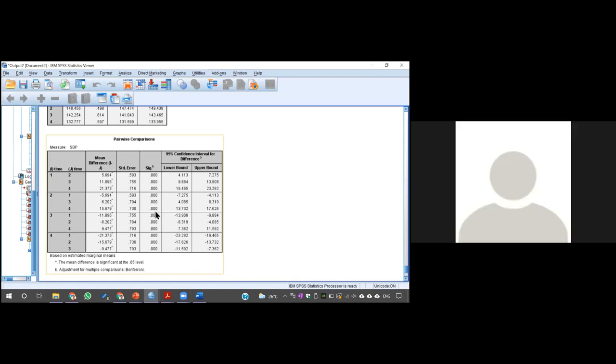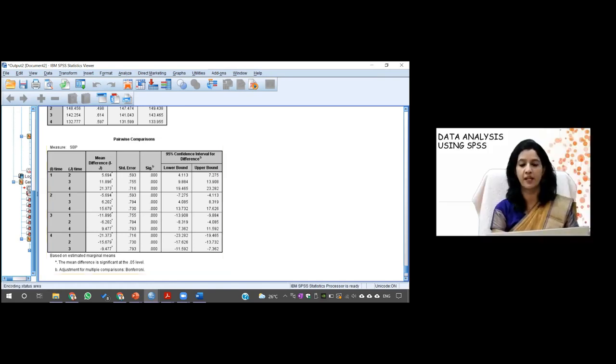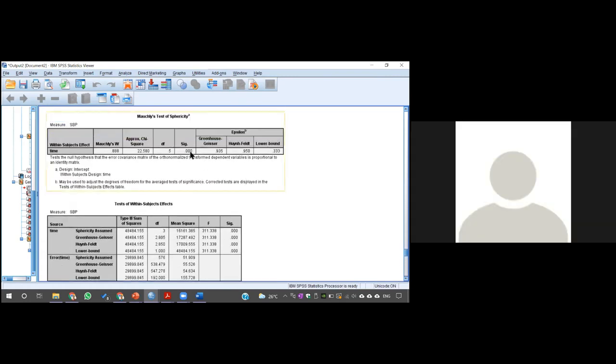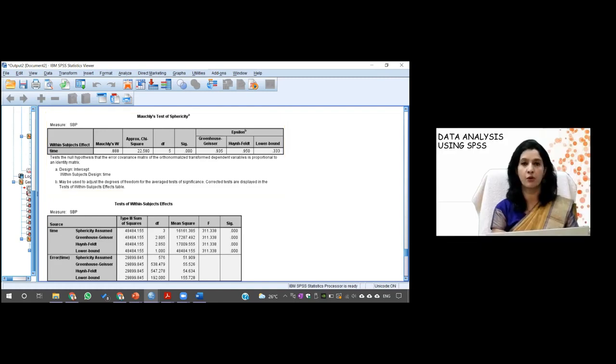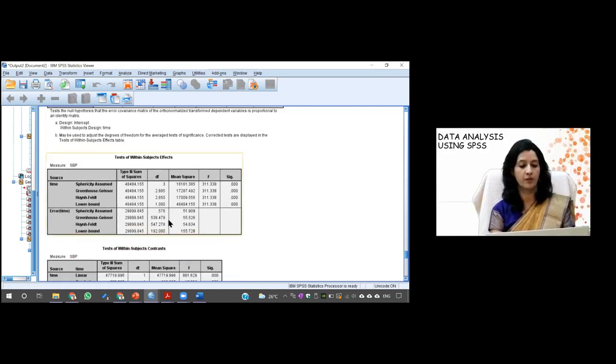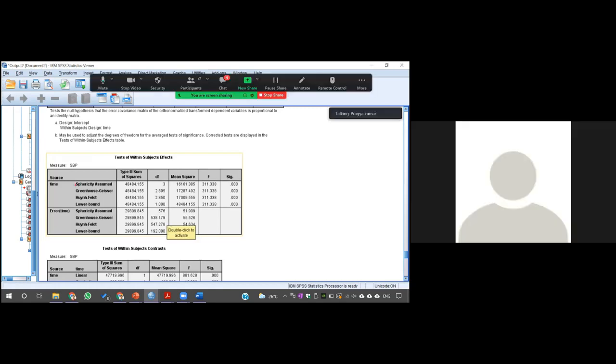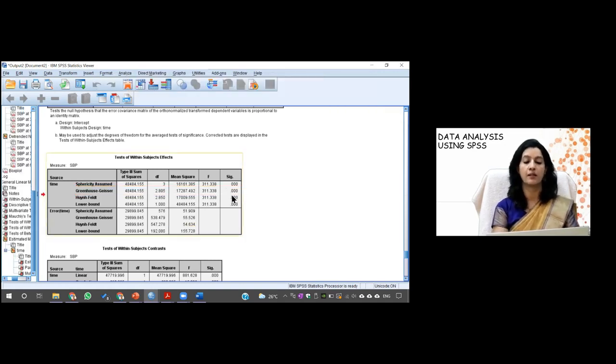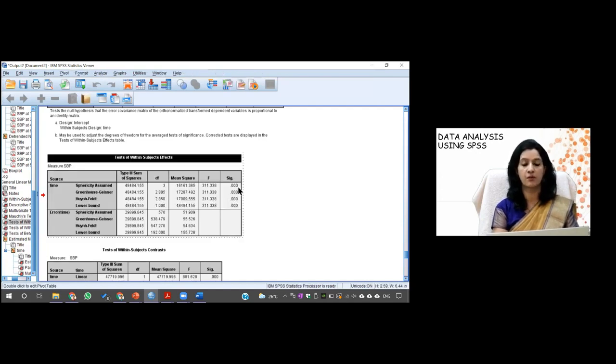Ma'am, if suppose Mauchly's test of sphericity comes significant, then what should we do? So it is significant only, Ashish, if you see the value here. Yes, ma'am. Still we can use repeated measures ANOVA, ma'am. Yes, repeated measure ANOVA will be used, but you will report this Greenhouse-Geisser. Okay. Can you see this? Yes, ma'am. This is also coming significant. Yes, this is also coming significant, but the p-value is different for every one. You can double click this, right? And just keep your cursor over that significant.